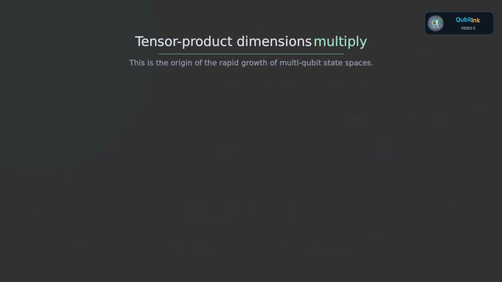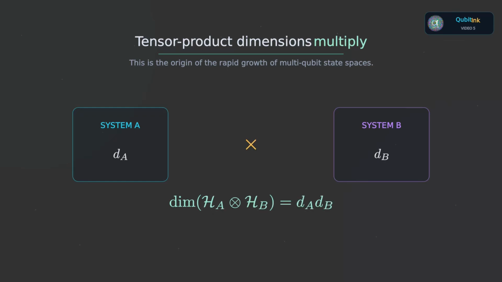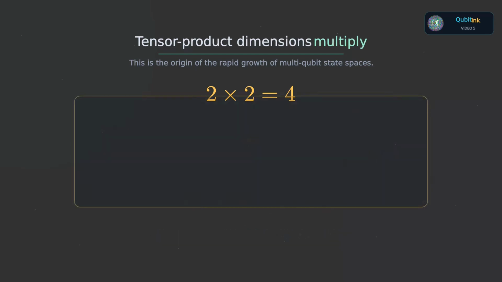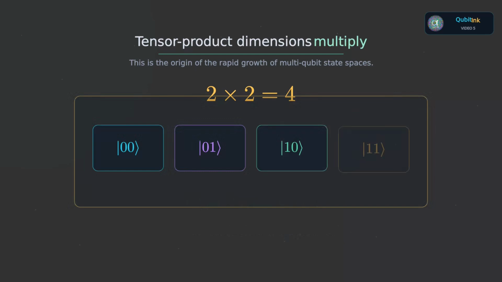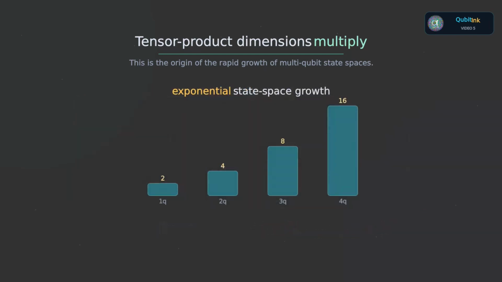Tensor products also determine the dimension of the joint state space. If one state space has dimension dA, and the other has dimension dB, then the composite space has dimension dA times dB. For 2 qubits, each individual state space has dimension 2. The combined state space therefore has dimension 4. Its computational basis consists of 4 states, 00, 01, 10, and 11. For n qubits, the same rule gives a state space dimension of 2 to the power n. This exponential growth is one of the central mathematical features of multi-qubit quantum systems.